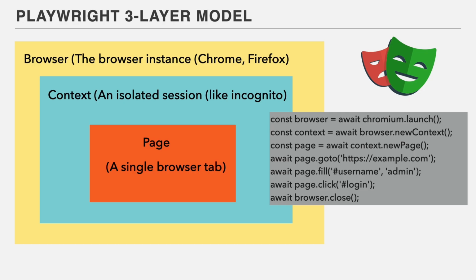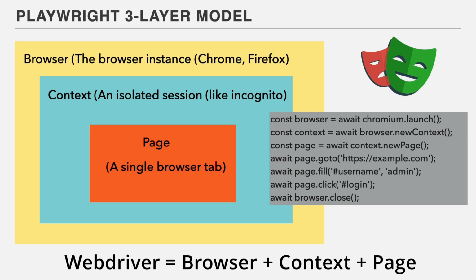Now let's come to page. Now this is the most important one. Page represents a single tab within a browser context. This is where test interactions are performed, like clicks, navigation, assertions, etc. And this is where we write commands like page.goto, page.click. So at a test writing level, page feels similar to the WebDriver. But architecturally, we can say that WebDriver is browser, context, and page combined.